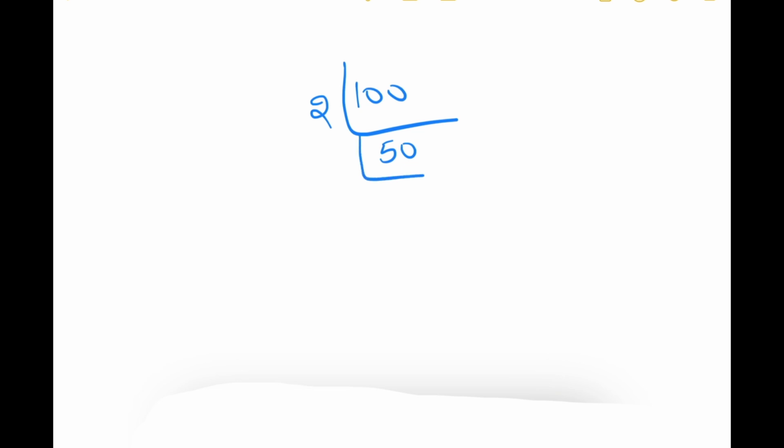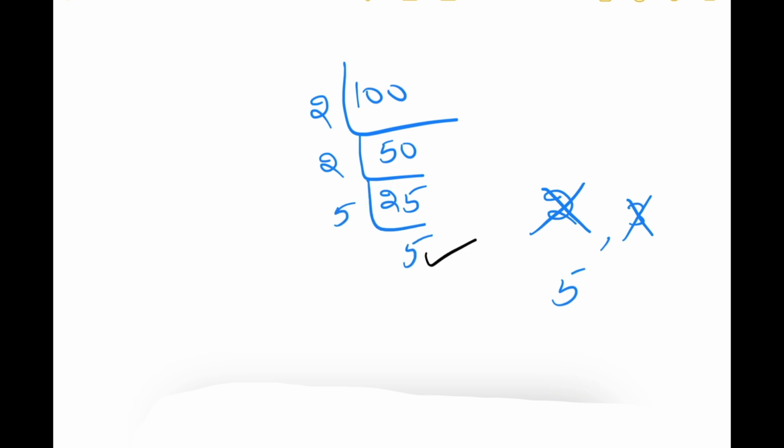Let us take one more example, 100. I am going with the first prime number. Will 100 come in the 2 table? Yes, 2 times 50. Will 50 come in the 2 table? Yes, 2 times 25. Will 25 come in the 2 table? No. So I'll move to the next prime number, 3. In the 3 table, will 25 come? No. So I'm moving to the next prime number, 5. In the 5 table, will 25 come? Yes, 5 fives are 25. As this last number is a prime number itself, we can stop the process here. Now 100 is nothing but 2 into 2 into 5 into 5.